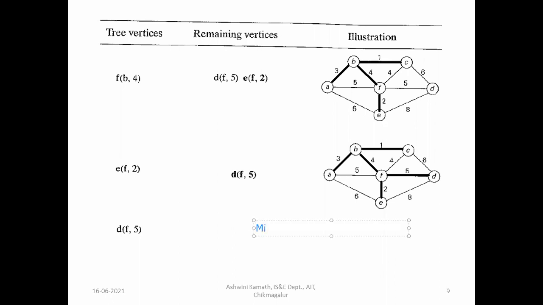So what is the minimum cost? Minimum cost is equal to, so A to B is 3, right? 3 plus B to C is 1. Then B to F is 4, right? 4 plus 4, 8. 8 plus 2, which is equal to 10. 10 plus 5, which is equal to 15. This is the minimum cost for the spanning tree. Okay, it is the minimum cost for the spanning tree. I hope you understood this problem.